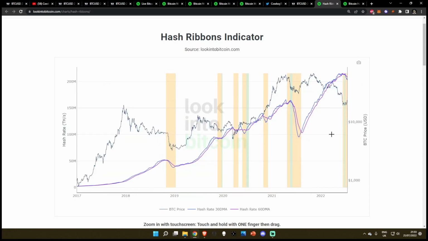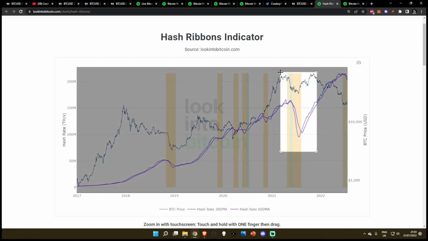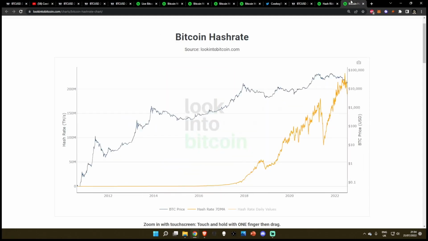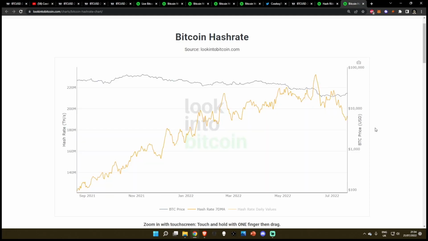So why am I looking at this? Why am I looking at previous examples where the hash ribbons indicator has called for a bottom after a capitulation in miners? Well, once again, because we're looking at the hash rate recently and we're seeing the hash rate is turning down. In the past 3 days, since the 18th, it has actually been turning up. But bear in mind, it's had multiple times where it has turned up since its all-time high and made a lower high every single time.